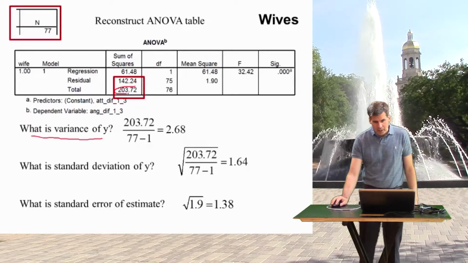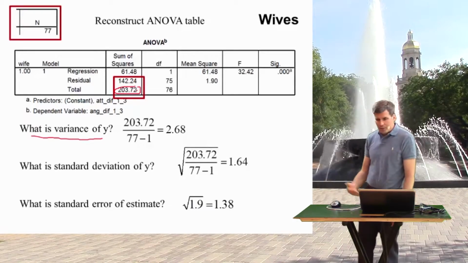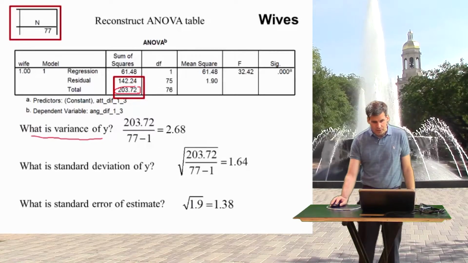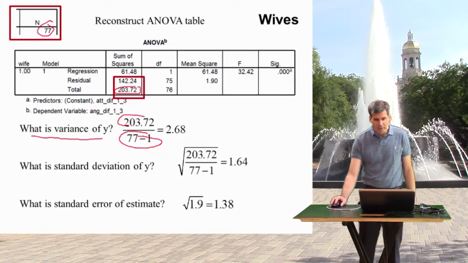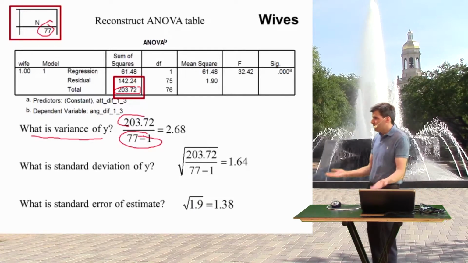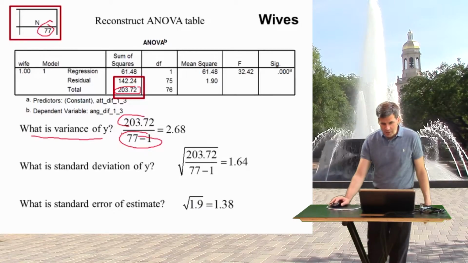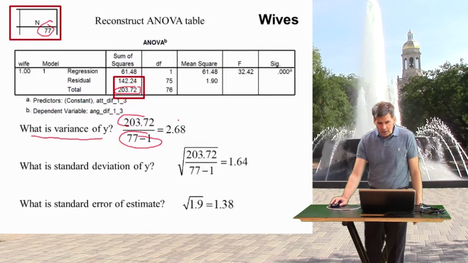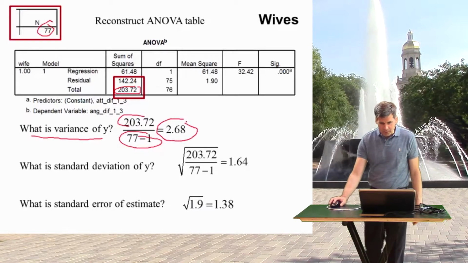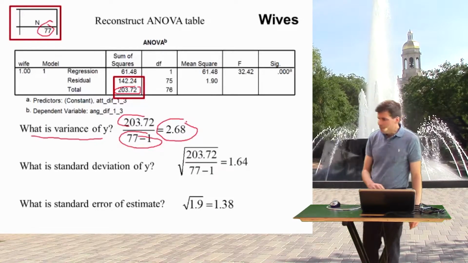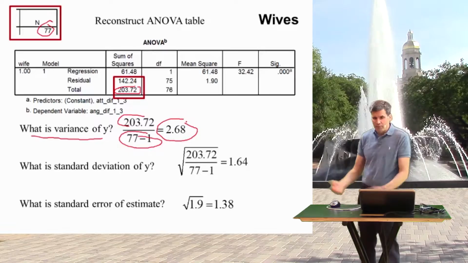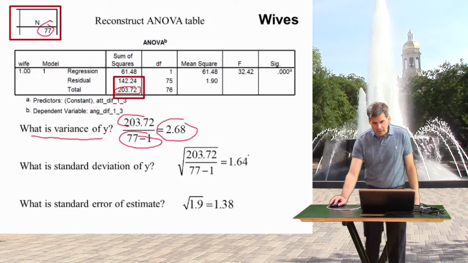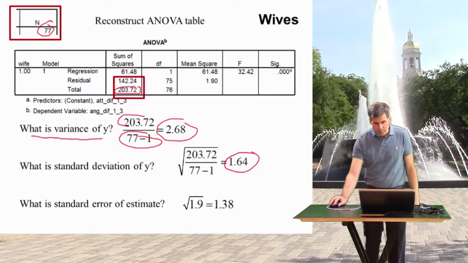Just from the ANOVA table, you can get that. Here's our total sums of squares. We know our sample size is 77. So sums of squares divided by our degrees of freedom, 77 minus 1, will give us our variance. So just from the information we have right here, we can calculate that our variance is 2.68. And then if I said, what's the standard deviation of y? You just take the square root of that, and we get a standard deviation of 1.64.